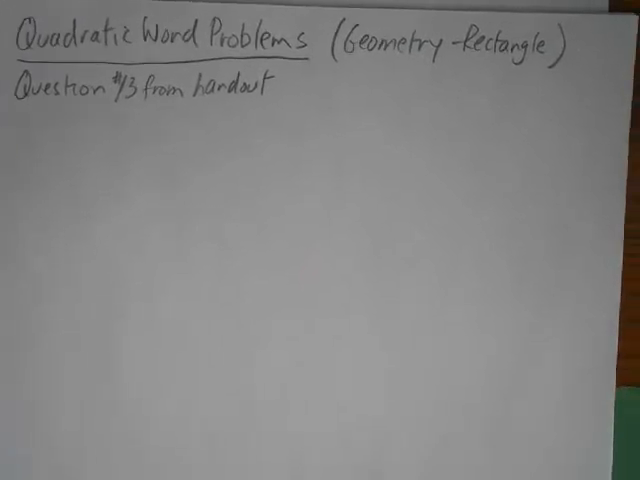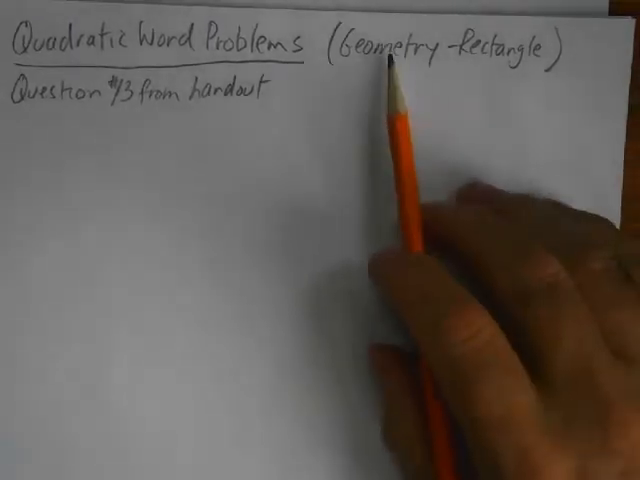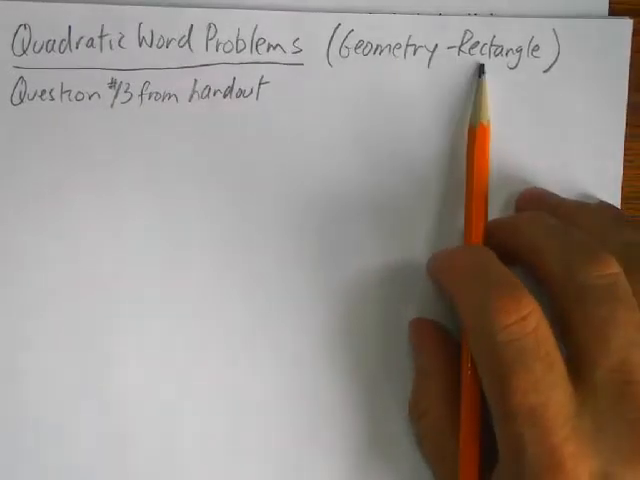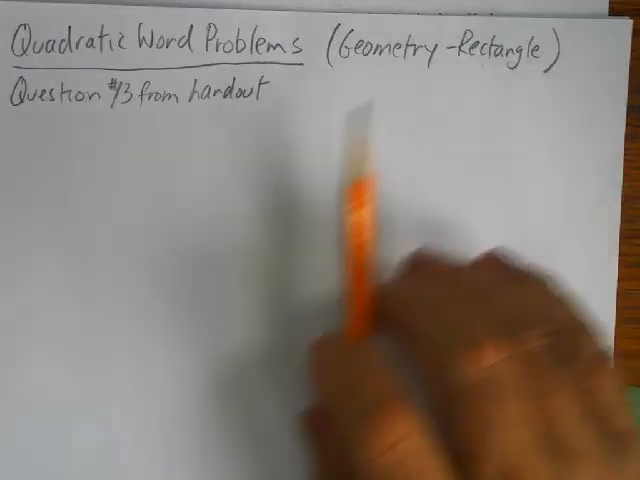Ray again. We're going to do another type of quadratic word problem. This time we're looking at a geometry type question using a rectangle. Okay, these are actually quite common questions. You'll see a few of these in the handout besides the one we're doing.